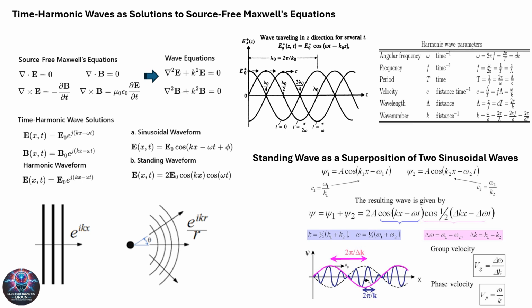First, we have the sinusoidal waveform, which is the most basic and fundamental form. This waveform oscillates smoothly in both time and space, providing a clear and simple picture of wave behavior. Next, we look at standing waves. These are formed by the superposition of two traveling waves of equal amplitude and frequency, moving in opposite directions. The result is a stationary pattern with fixed nodes, where the wave amplitude is zero, and antinodes, where the amplitude is at its maximum.